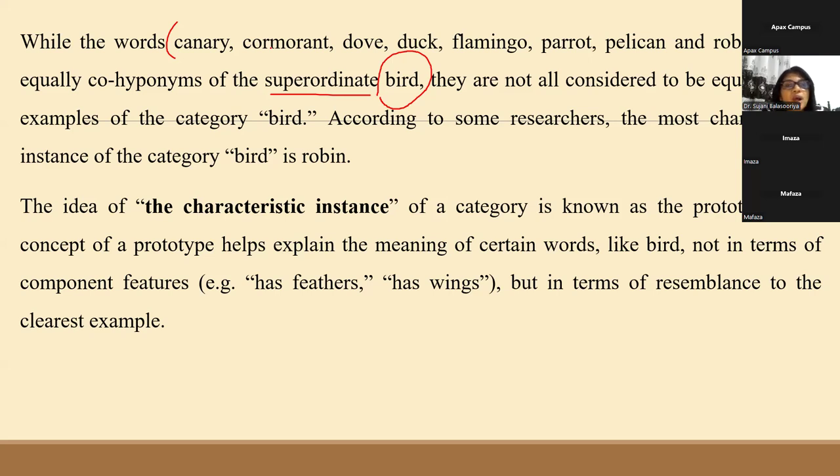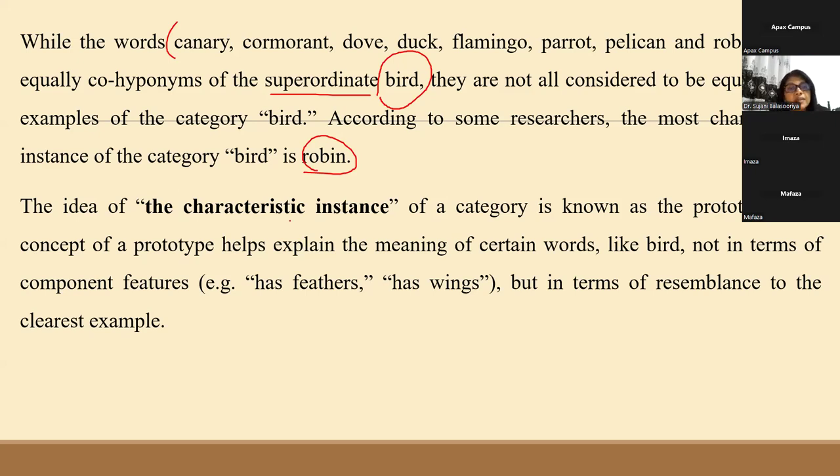Right, now all these co-hyponyms are not all considered to be equally good examples of the category bird. According to some researchers, the most characteristic instance of the category of bird is robin. So, whenever you say robin, your listener will understand more easily and more quickly you are talking about a bird, if you use the word robin rather than the word duck or flamingo or even parrot. Now, did you get some idea about prototype? Then a prototype is robin, which can effectively represent the birds.